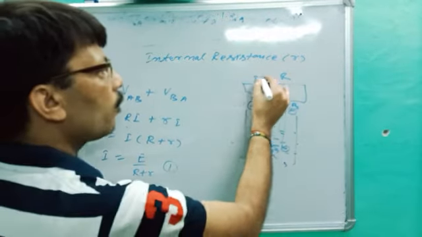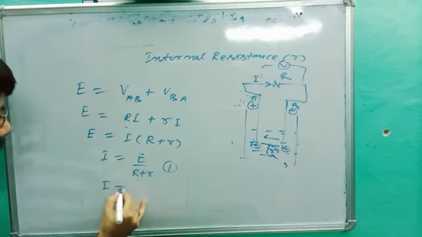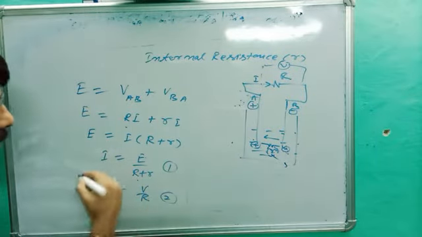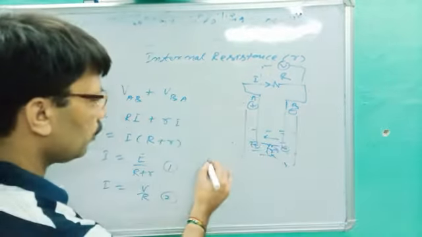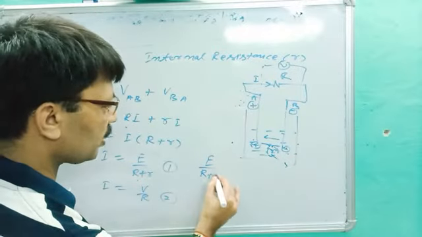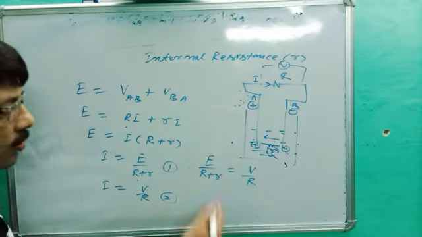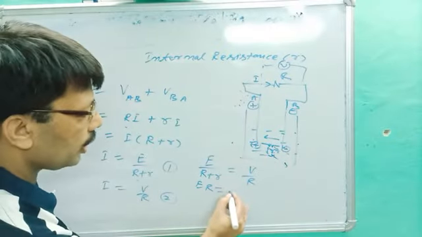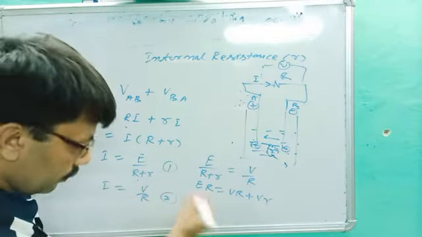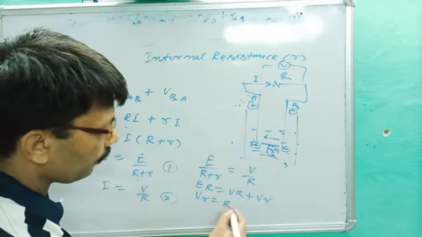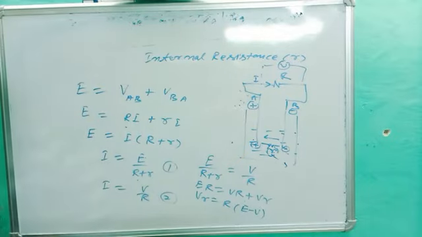But if you apply a voltmeter here, it will measure the potential. So according to Ohm's law, I is equal to V upon R. This is equation number second. Let left equal right. What we get here: E upon capital R plus small r is equal to V upon R. Very easy way, cross multiply: ER is equal to VR plus Vr. Our aim is small r, so Vr is equal to, capital R is common, E minus V.